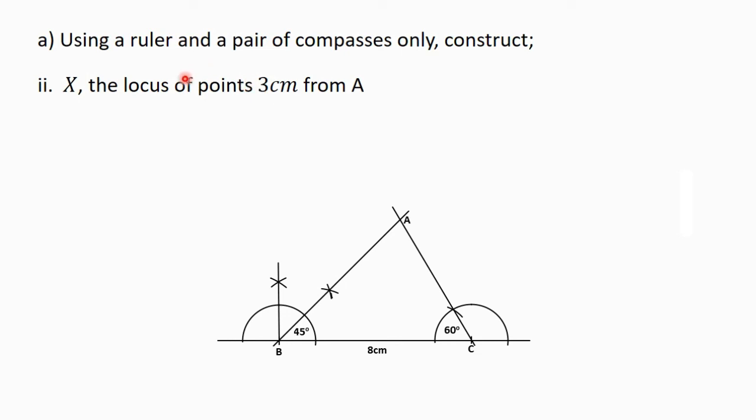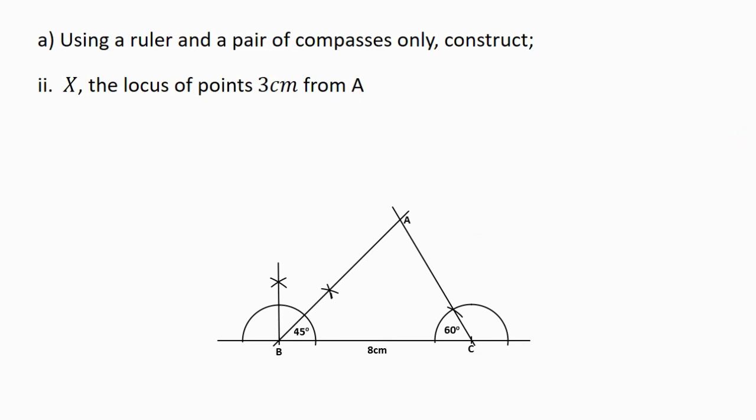It says that we should construct X, the locus of points 3 centimeters from A. So the locus that we are going to construct, the question says that we should call it X, and it is the locus of points 3 centimeters from A. So we are constructing the locus of points 3 centimeters from a fixed point, which is A. We have learned that the locus of points equidistant from a fixed point is a circle. So this locus will be a circle with the point A as the center and a radius of 3 centimeters.